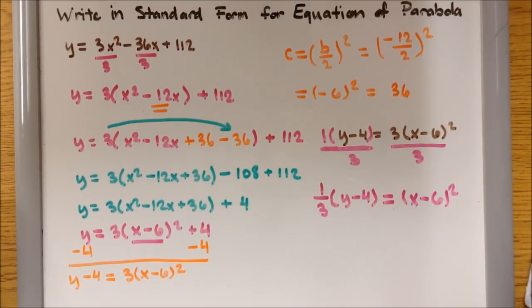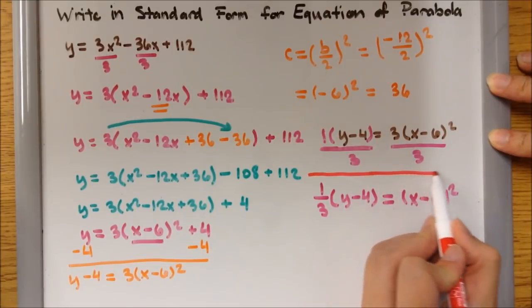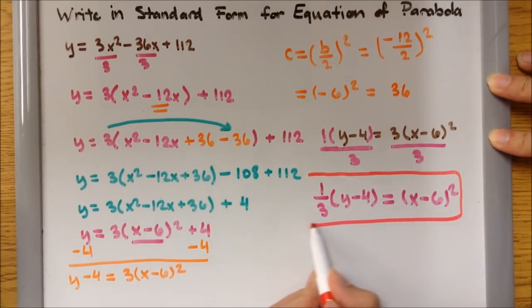So once that's out, now I got x minus 6 squared by itself, and then I got y minus 4 with 1/3 on the outside. So this is my standard form for the equation of a parabola. And that is going to be our final answer.